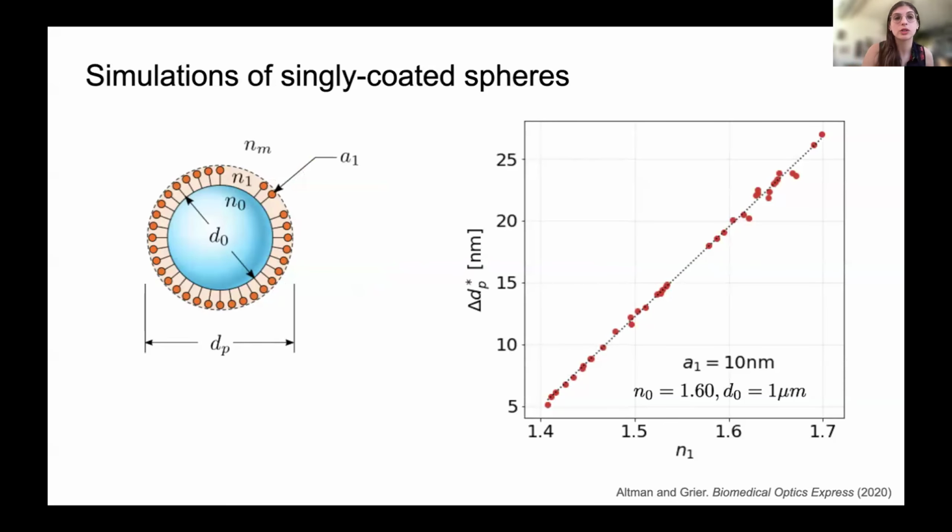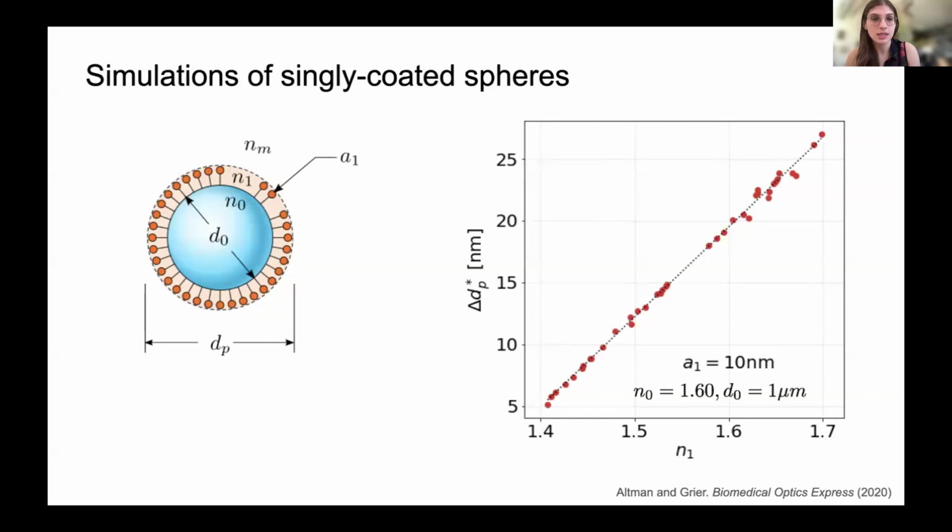I'm just going to show you the results for singly coated spheres, but I can tell you that the results are quite the same for doubly coated spheres, which is more realistic to the binding assay situation that we have. In this plot on the right, I'm keeping all other quantities fixed, and the only thing that I'm changing is the refractive index of the coating, which is plotted on the x-axis. And on the y-axis is the difference in effective diameter between having the coating and not having the coating. Okay? And so what you can see is there's a very clear relationship here between the refractive index of the coating and the shift in diameter.